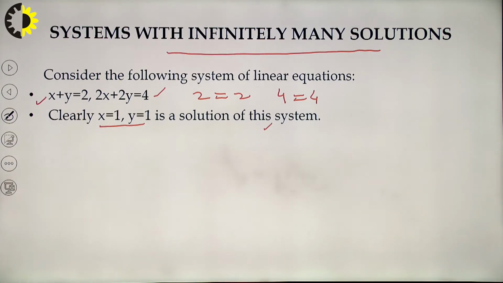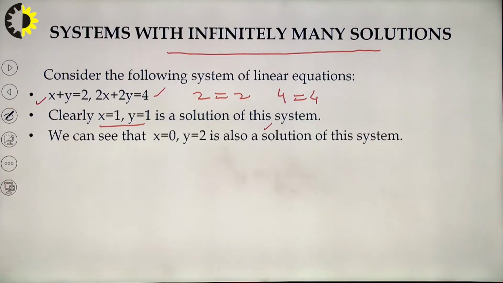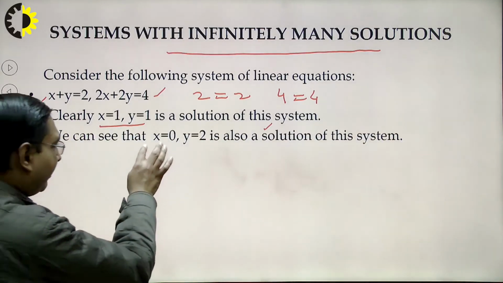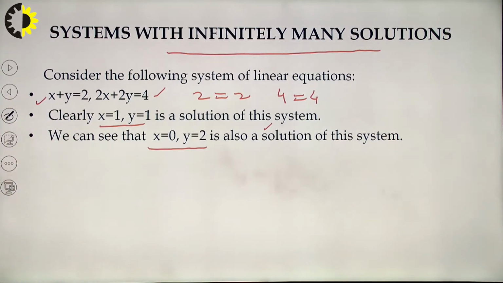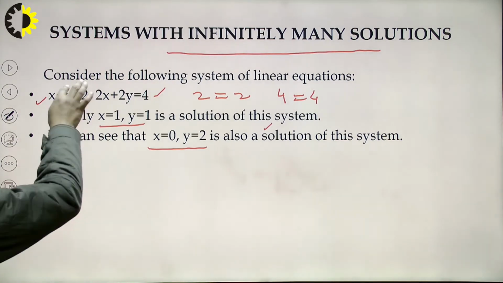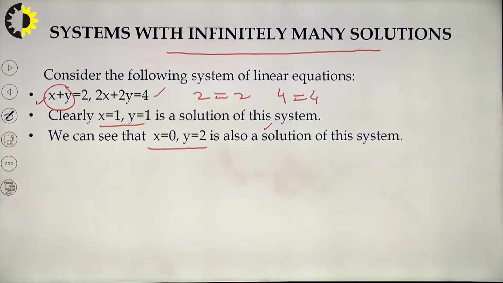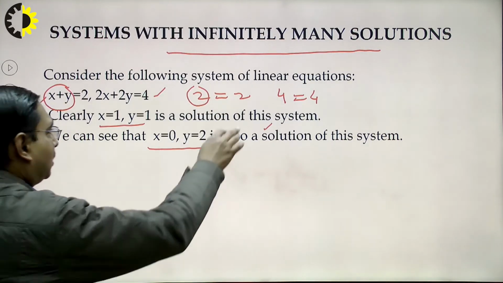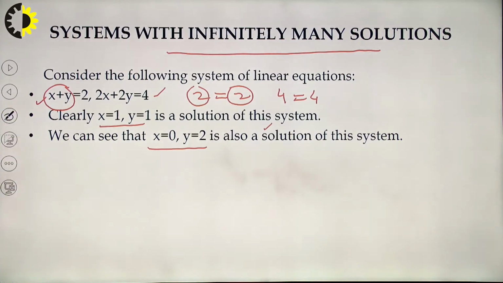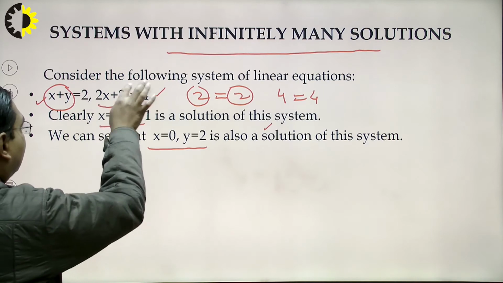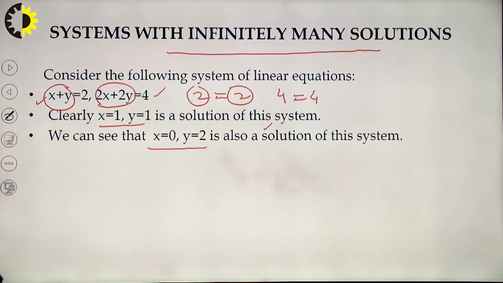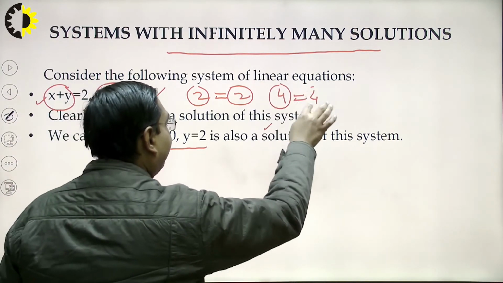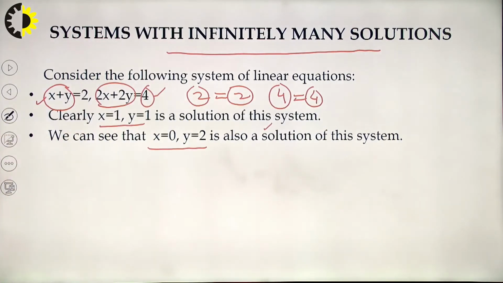Is there any other solution for this system? The answer is yes, because if I try x equals 0, y equals 2, then substituting these values in the left hand side of the first equation, I again obtain 2, which is equal to the right hand side. If I substitute x equals 0, y equals 2 in the second equation, I again obtain 4 as the left hand side, which is equal to the right hand side of the equation.